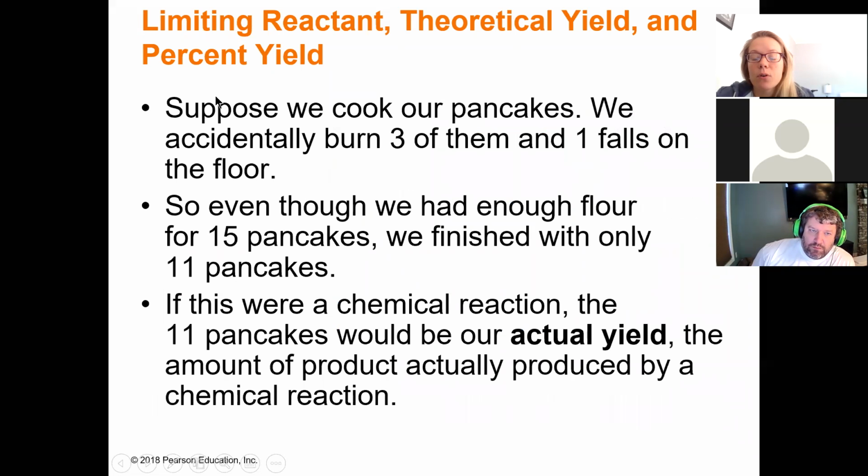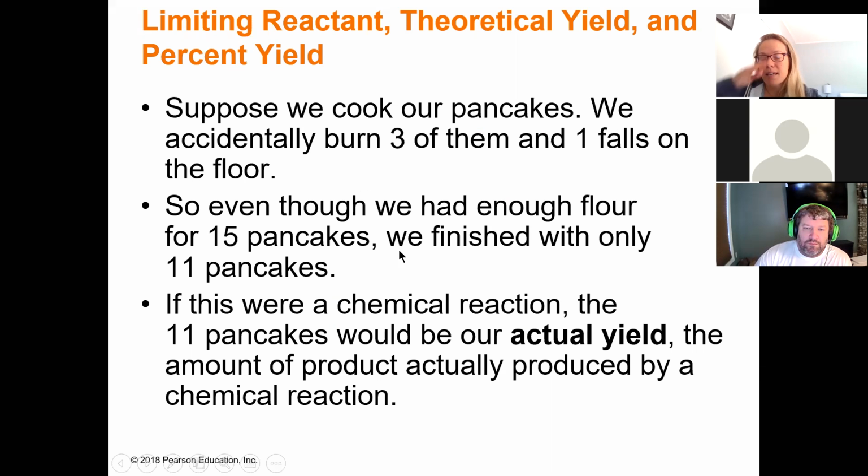Let's say, suppose that we cook our pancakes, so we can make 15 pancakes. Awesome. But suppose we cook our pancakes and we accidentally burn 3 of them and 1 falls on the floor. So even though we had enough flour to make 15 pancakes, we actually only made 11 pancakes. The 11 pancakes would be what's called the actual yield. Where does that number come from? I would have to give that to you or you would run it experimentally, right? The theoretical yield you figure out stoichiometrically. The actual yield is something that would have to be given to you.